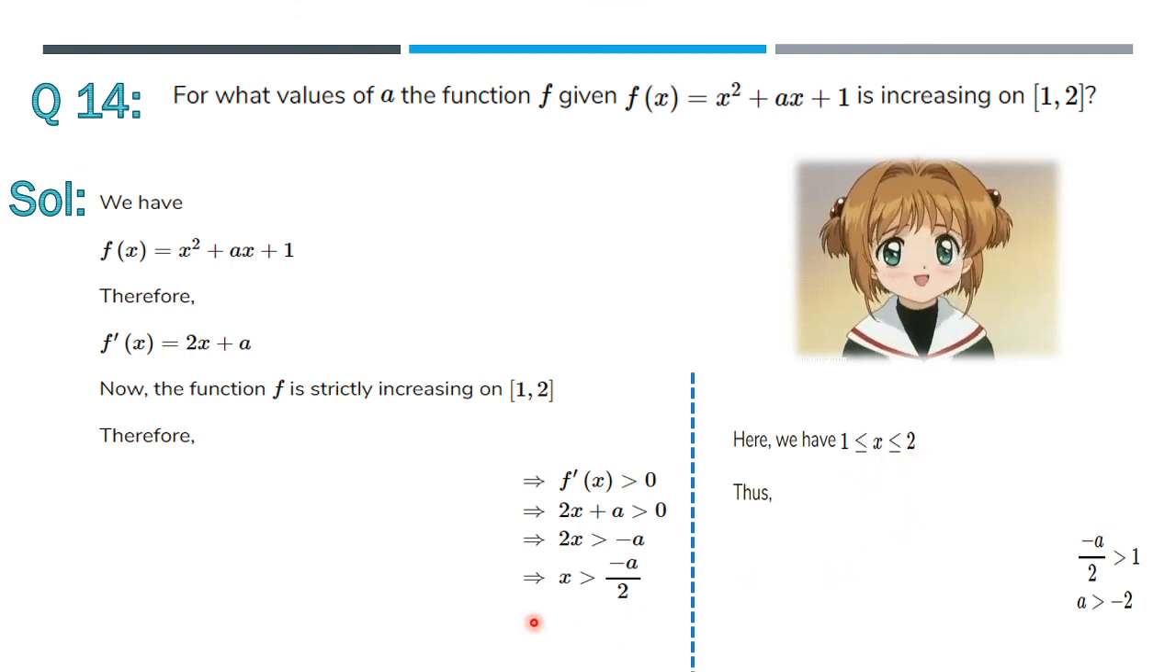Now, if we take the minimum value, let's say 1, so a should be greater than minus 2. If we take the maximum value 2, so a should be greater than minus 4. If a is greater than minus 2 and a is greater than minus 4, it is sufficient to say that a should be greater than minus 2.